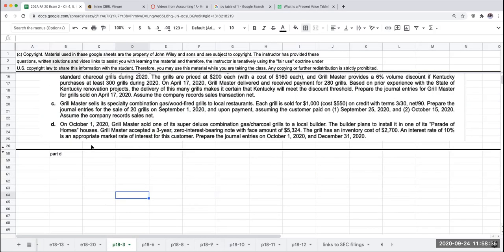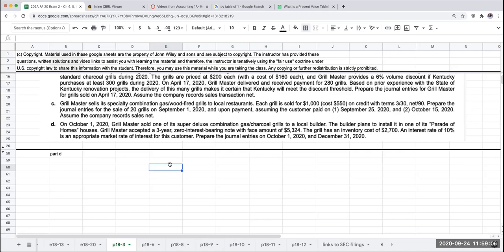Okay, so for part D, on October 1st, 2020, we sold one of its charcoal grills to a local builder. The builder plans to install it in one of its parade of homes houses. Grillmaster accepted a 3-year, 0 interest bearing note with a face amount of $5,324. The grill has a cost of $2,700 and an interest rate of 10% is an appropriate market rate of interest for this customer. Okay, so what exactly is this?